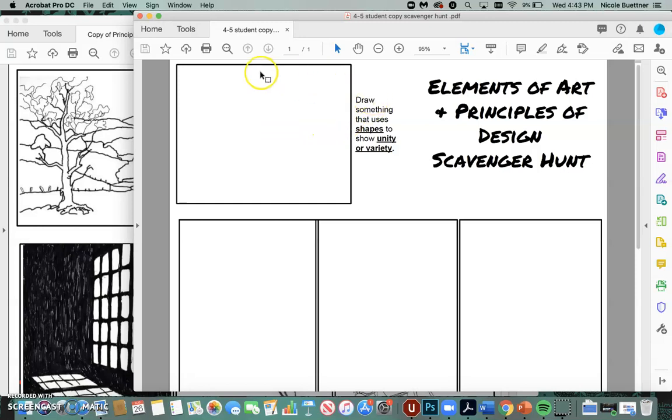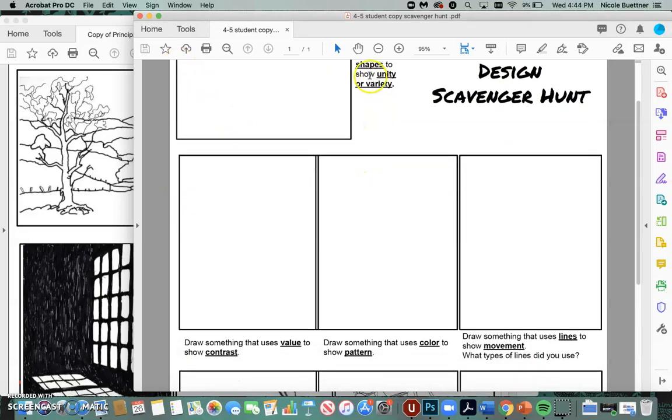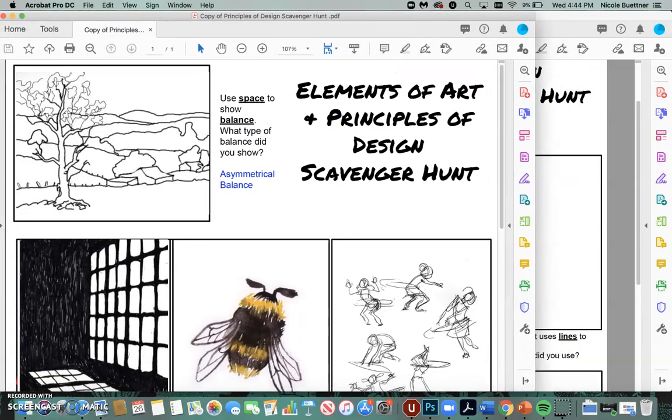And what I would do is take my sketchbook, go to the very back in the sketching pages, and just copy these boxes. And when you're finished with the pictures that you're drawing, label them based on these elements of art and principles of design. So let's start with my example here.